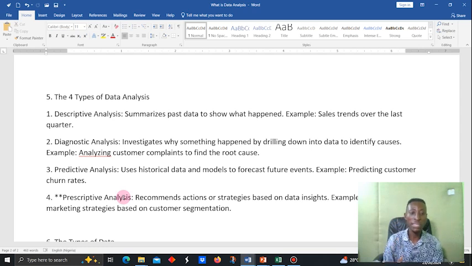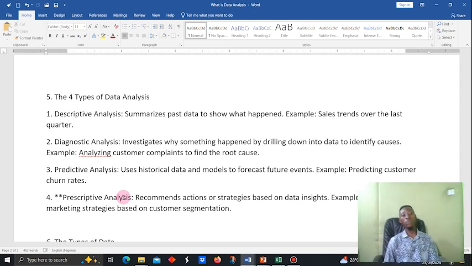So we need that. The next one is diagnostic analysis. It investigates why something happens. Okay, it drills down into the data to identify causes. Example, you analyze why this customer complains. What is the root of their complaint? All right, you don't want your customers getting offended over your product. There's a saying that customers are always right.